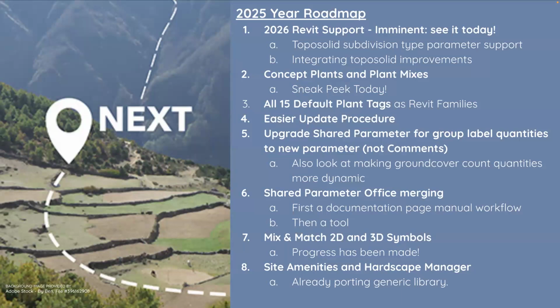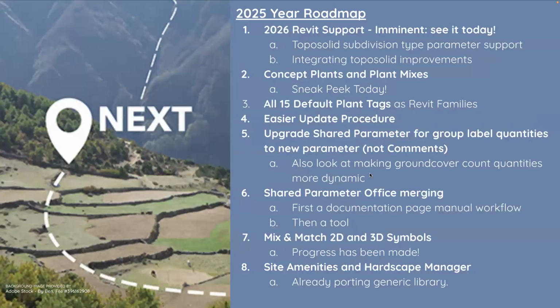We do have it on the radar to have an easier update procedure so that you don't need to go to your IT every single time you want to update. I know that is a big one that we need to get out there, and we are actively looking at that and trying to do all of these things at once. We're going to be upgrading the shared parameter for group label quantities to a new parameter. This has been requested by some people to not use the comments parameter. And then we're also going to look at how we can make those quantities more dynamic in the tags and the schedules where we can.